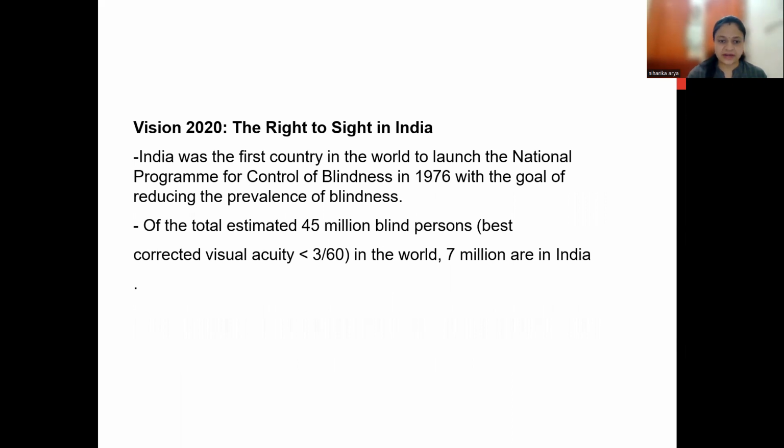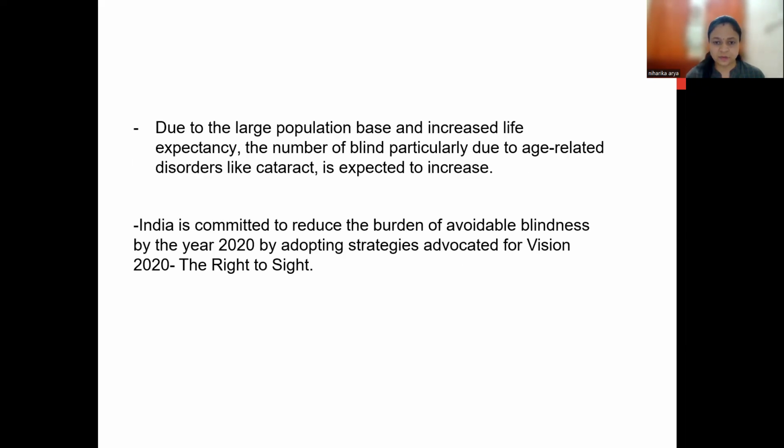Vision 2020, the right to sight in India. India was the first country in the world to launch the National Program for the Control of Blindness, that is NPCB, in 1976 with the goal of reducing the prevalence of blindness. Of the total estimated 45 million blind persons in the world, 7 million are in India. Due to the large population base and increased life expectancy, the number of blind, particularly due to age-related disorders like cataract, is expected to increase. India is committed to reducing the burden of avoidable blindness by the year 2020 by adopting strategies advocated for Vision 2020, the right to sight.